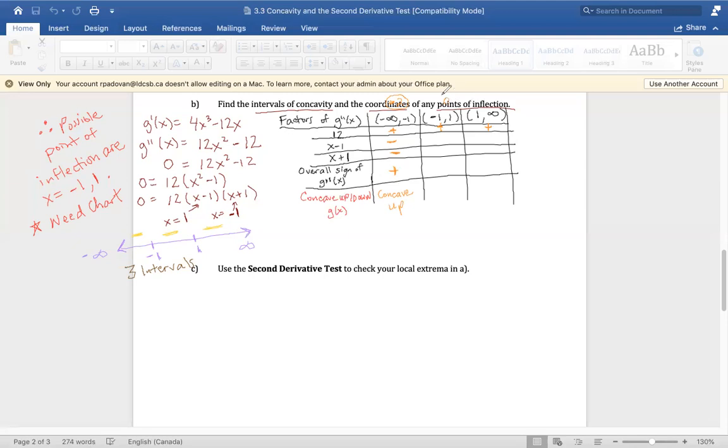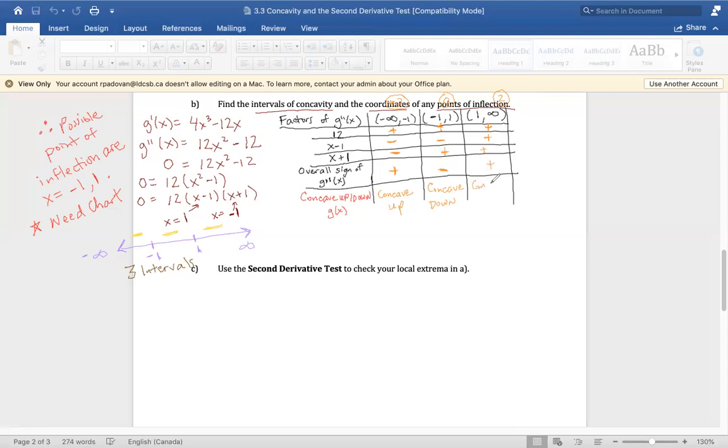Let's pick 0. That would still be positive. 0 minus 1 is negative. 0 plus 1 is positive. Multiplying these together, a positive and a negative is a negative. A negative and a positive is a negative. So this one would happen to be negative. I'm feeling down. I'm frowning. This one would be concave down. And let's pick positive 2. 2 minus 1 is still positive. 2 plus 1 is positive. So when I multiply those, I'm positive. And then I'm concave up.